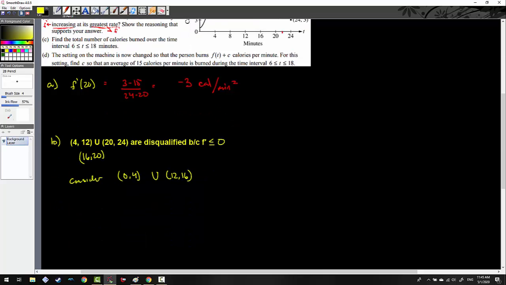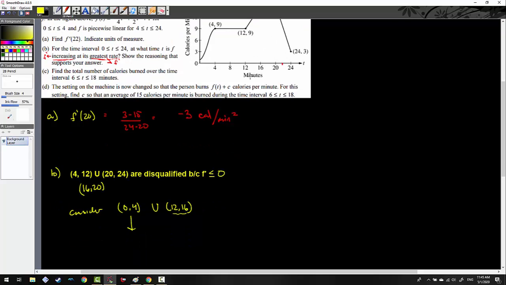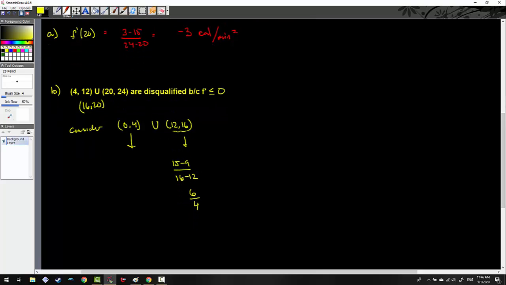So here's what I'm going to do. I'm going to take the second derivative of this, but for 12 to 16, I don't need to worry about taking the second derivative because its increasing is linear. Its increasing is at a constant rate. So why don't I just figure out what that is? Actually, that's going to be easier. That's going to be, according to the graph, 15 minus 9 over 16 minus 12, which gets me 6 over 4. So what I want to know is if my increasing rate on 0 to 4 is smaller or larger than 6 over 4. So that's what I'm going to figure out here.